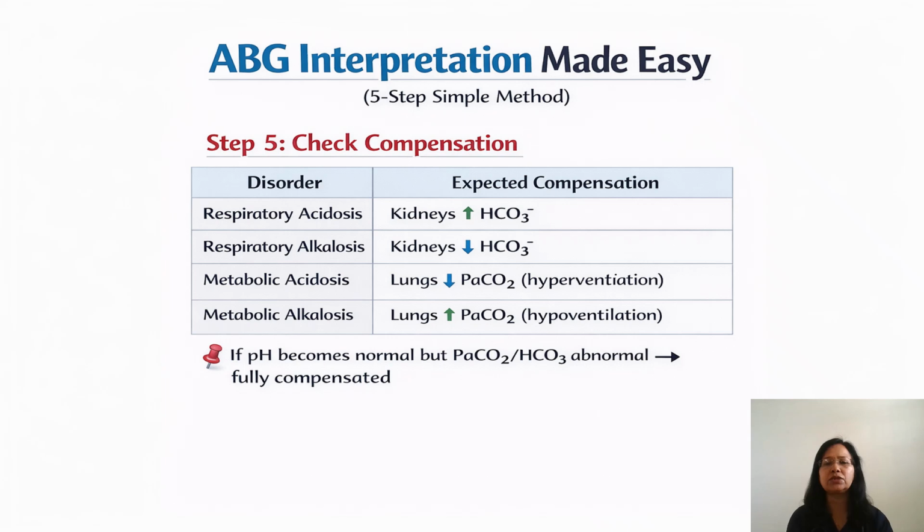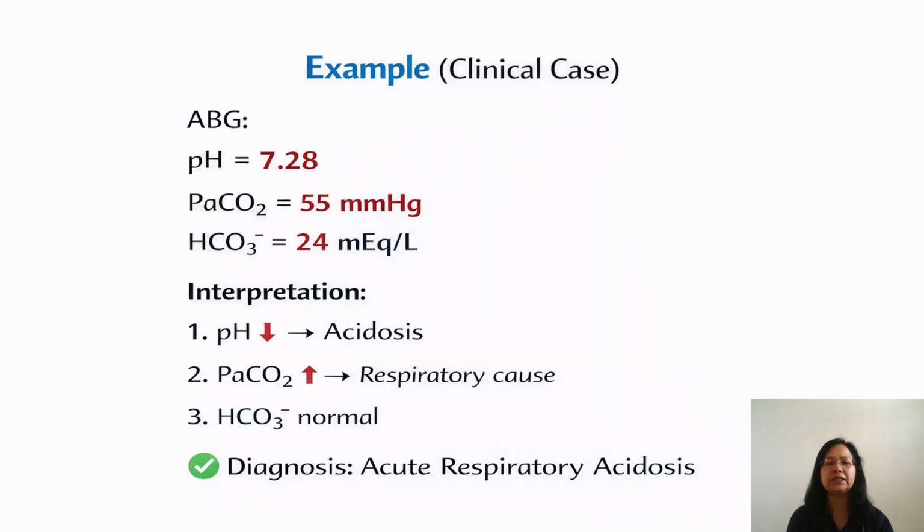Next, for the metabolic acidosis, pH will come down, the patient will hyperventilate, and PCO2 will come down. In metabolic alkalosis, the lungs will hypoventilate and PCO2 will increase. So if pH becomes normal, but PaCO2 and bicarb are abnormal, it means the ABG is fully compensated. So we'll understand with one simple example.